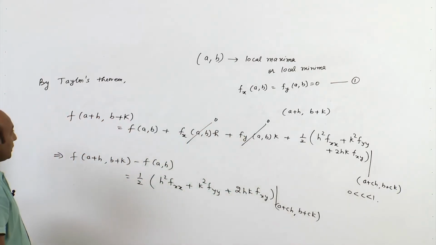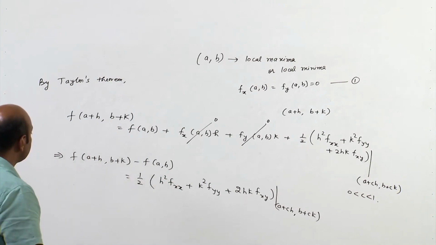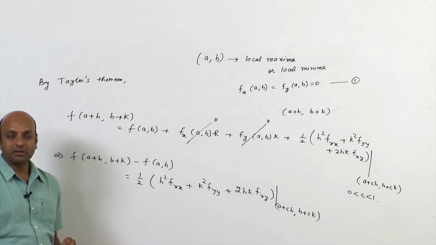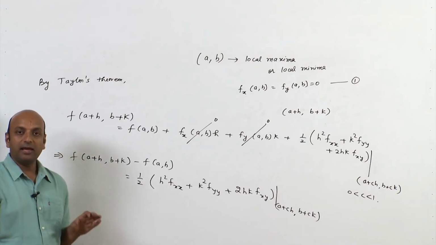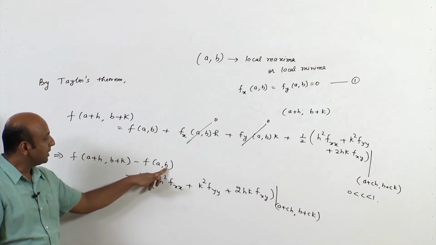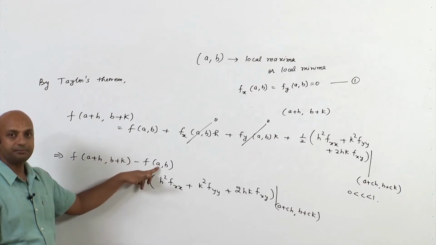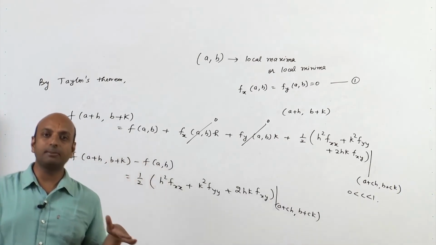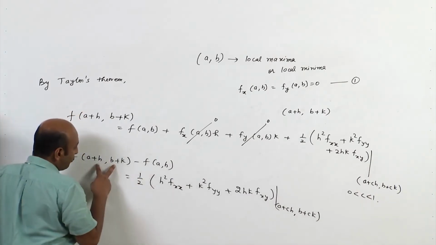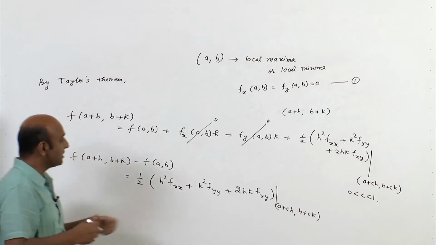Now, to see whether this point is a point of local maxima, local minima or saddle point, we have to see the sign of this. Suppose (a, b) is a point of local maxima, that means the value of the function at this point will be less than this, because (a, b) is a point of local maxima. So, this value will be less than 0, and hence this must be less than 0.